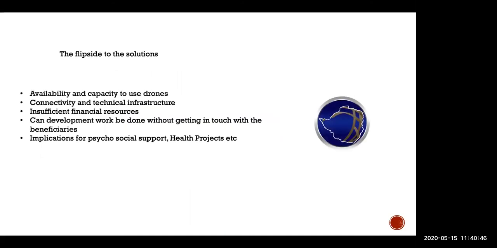Then the flip side to these solutions that I've mentioned, there's the issue of availability and capacity to use drones. So for example, when a TPM agent gets a contract, maybe they do not put a budget to get drones, or they might not have access to acquiring the drones, or even if they have the access, they might not have the capacity or the personnel to be able to operate the drones to collect the information. Then there's also the issue of connectivity and technical infrastructure. Sometimes people might not have access to internet, especially in the fragile context, whereby interviews can be done remotely via Skype or via Zoom. So these are some of the problems that can also be faced.